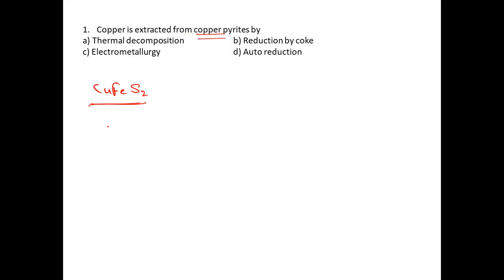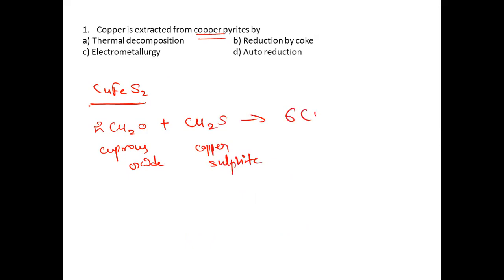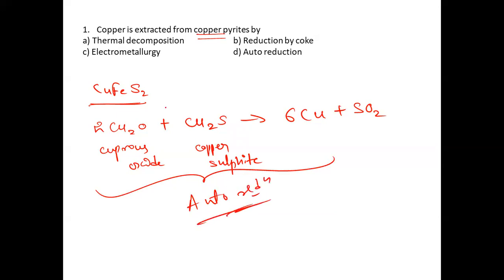So what is the reaction that takes place during the extraction of copper? I have to write the net reaction: cuprous oxide, Cu2O, on treating with Cu2S, that is cuprous sulfide, gives 6 atoms of copper with the liberation of sulfur dioxide. And this reaction is known as auto reduction. So for question number 1, it's option D, auto reduction.